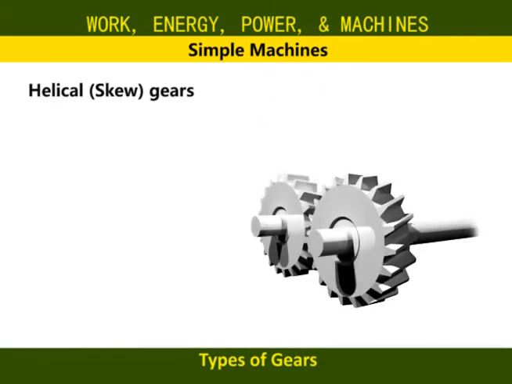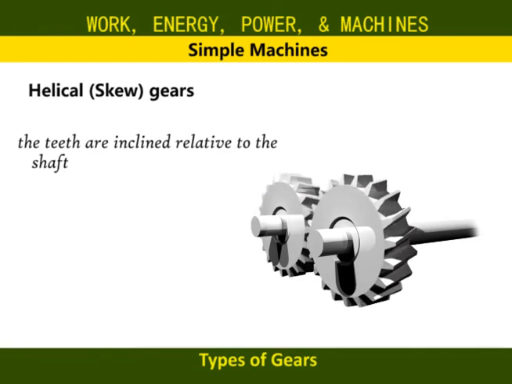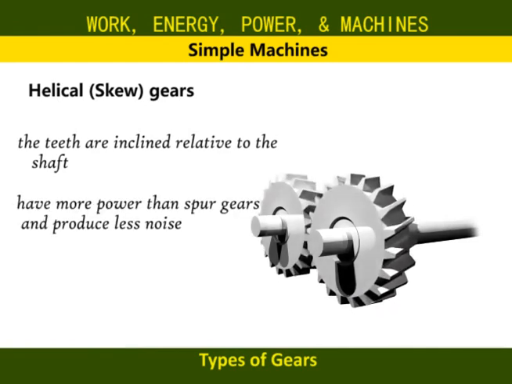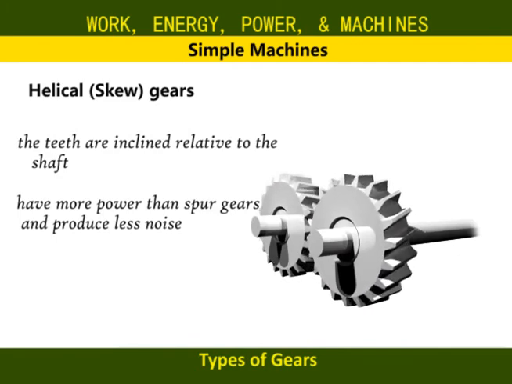Helical gears are also called skew gears. Here, the teeth are not parallel to the shaft, but are rather inclined at some angle. They have more power than the spur gears and produce less noise and vibration. Their main function is to reduce speed.